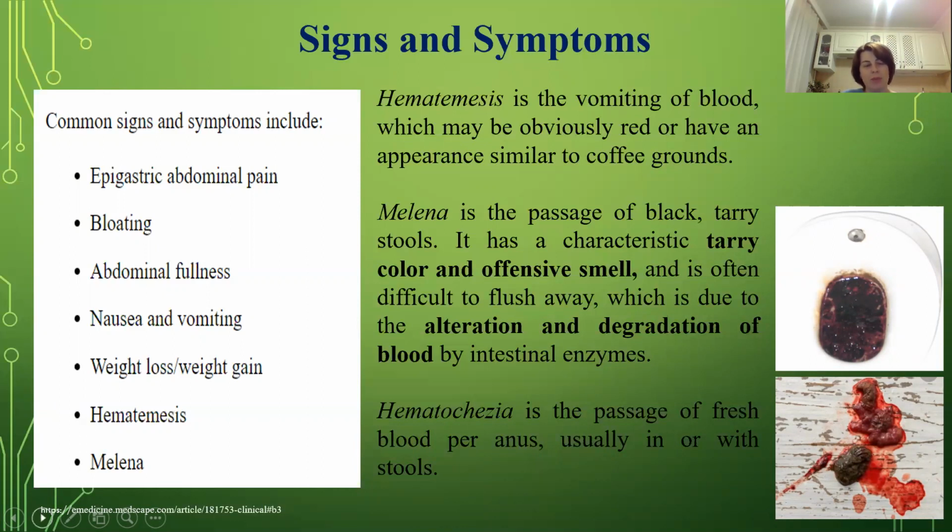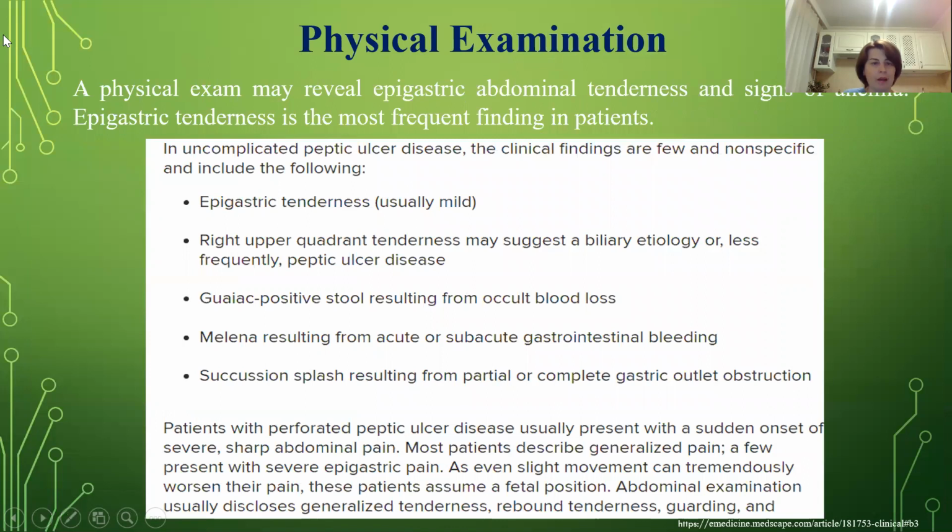Hematochezia is the passage of fresh blood per anus, usually in or with the stool. You can see here it is melena, here it is hematochezia. Hematochezia is more commonly seen in patients with Crohn disease or different types of rectal disorders. A physical exam may reveal epigastric abdominal tenderness and signs of anemia. Epigastric tenderness is the most frequent finding in patients.